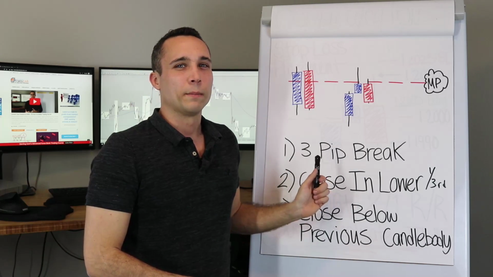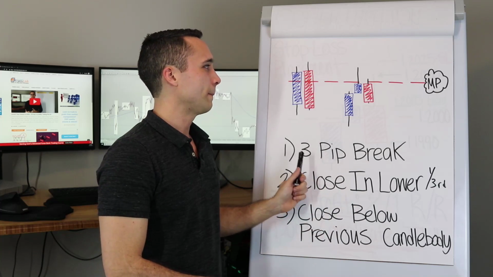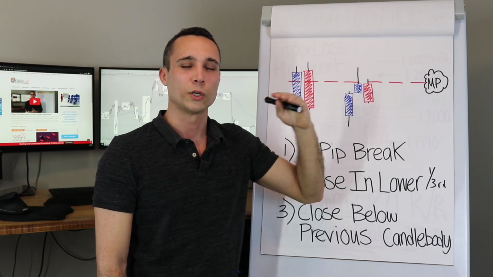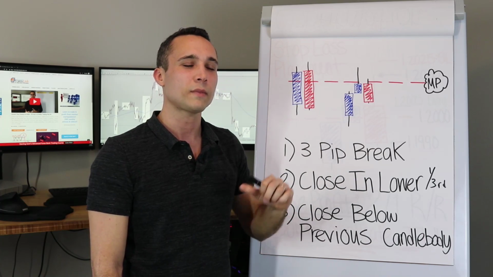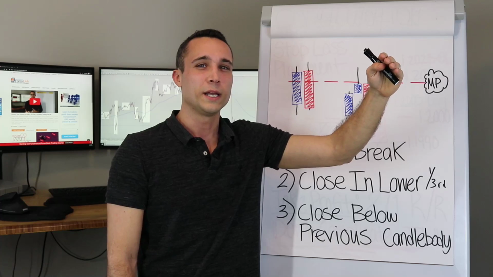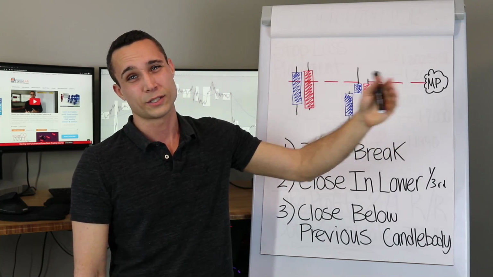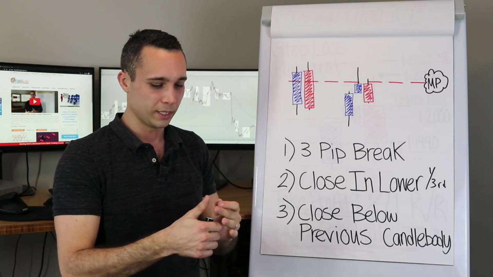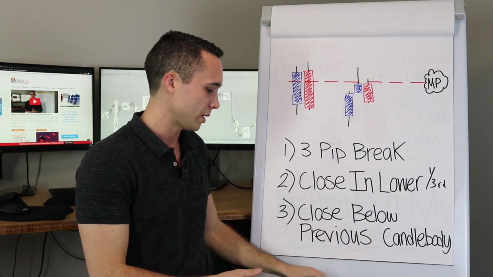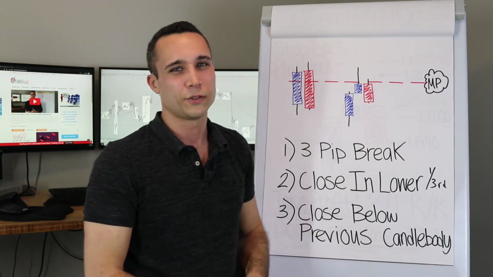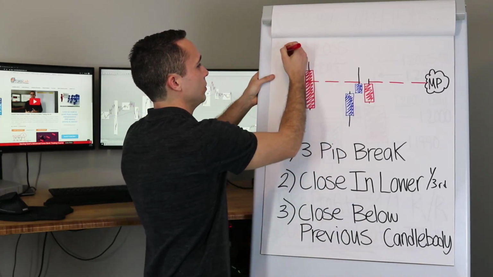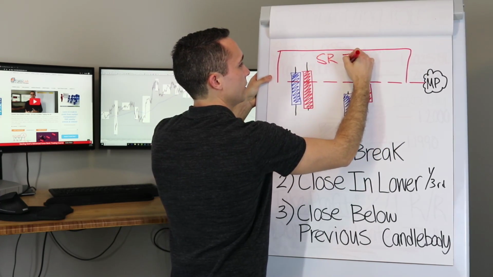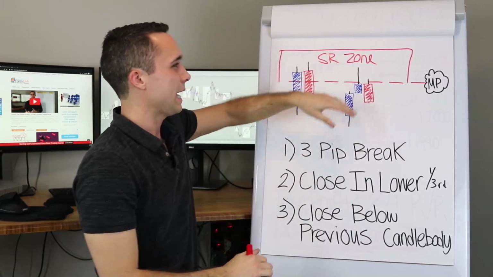Why do I look for a 3-pip break? Well, I'm looking for a 3-pip break because I want to see the market testing beyond the area of liquidity that I've identified. I want to see it testing beyond that. And then the most important factor of this whole process is the rejection back away. That rejection back away is us getting an indication of when smart money stepped into what I term as kind of the stop run zone. So basically, I'll just do SR.